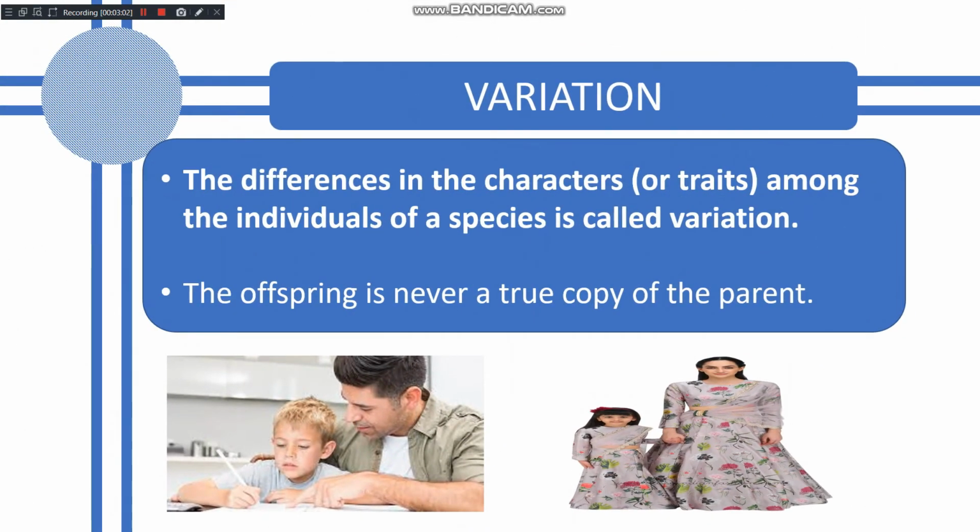Now the variation: the difference in the characters among the individuals of a species is called variation. The offspring is never a true copy of the parent. I explained this in the last class. So why are there differences among two persons, and how do they pass from one generation to another, that I will explain to you.